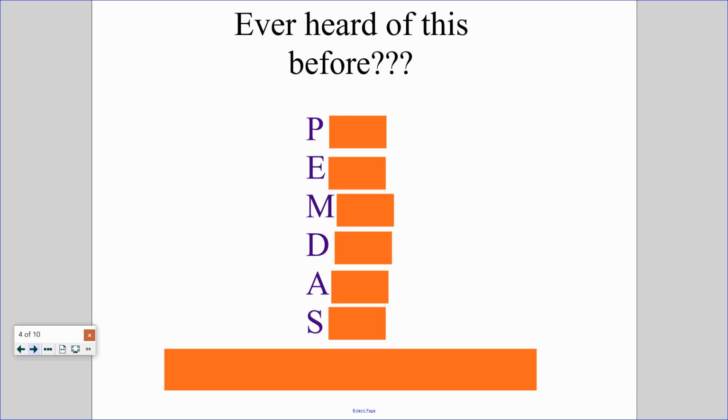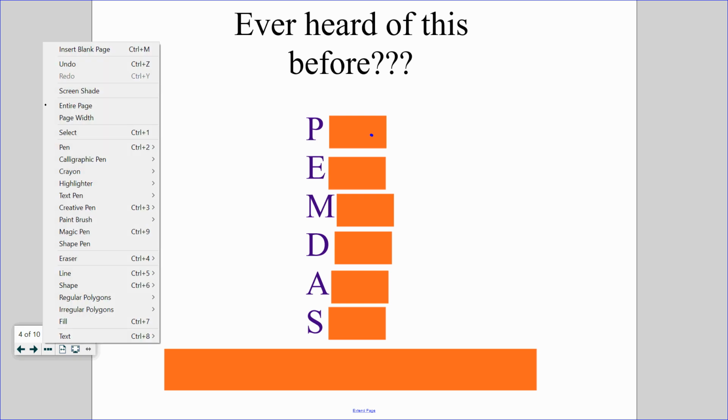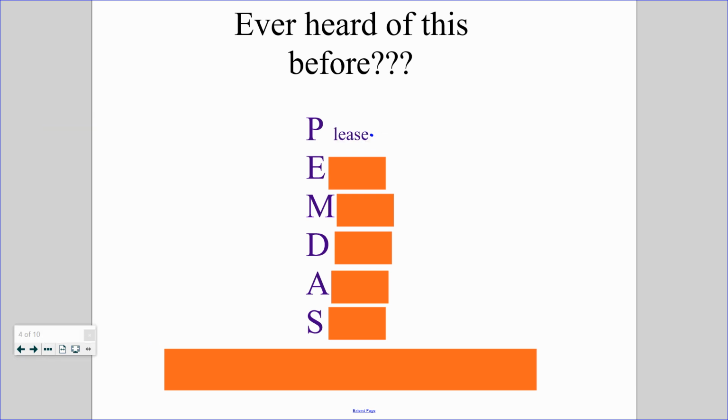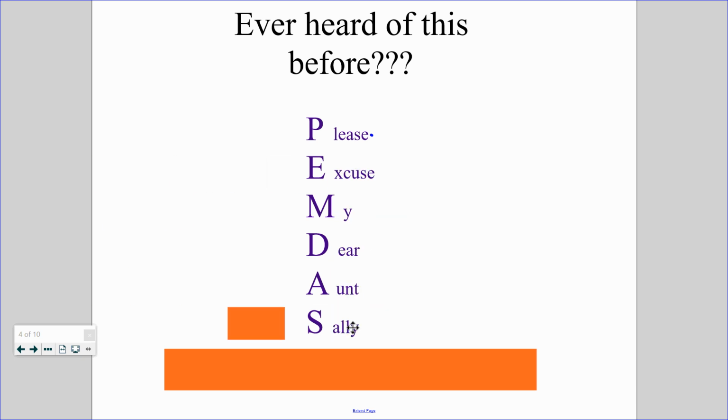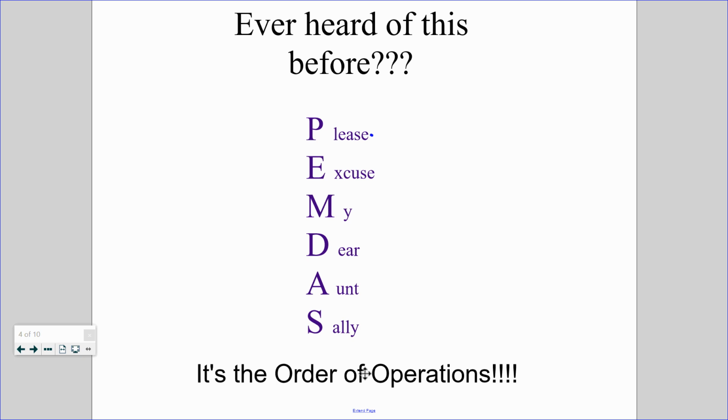What does the P stand for? Parentheses. It says PEMDAS, which stands for Please Excuse My Dear Aunt Sally. It's the order of operations. The P stands for parentheses, the E stands for exponents, and the M and D are multiplication and division.